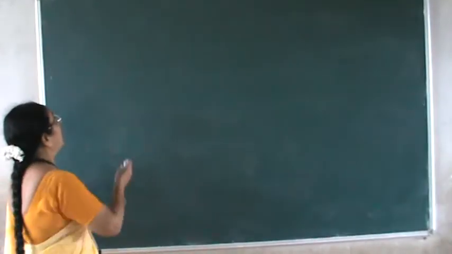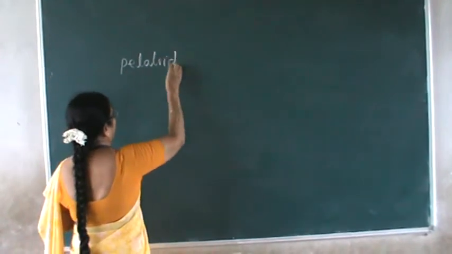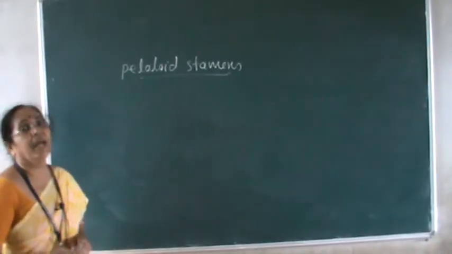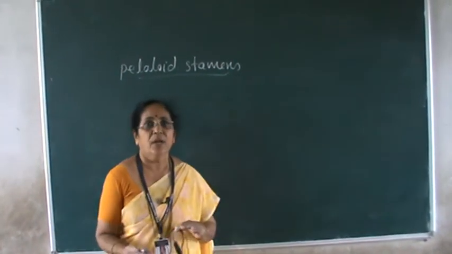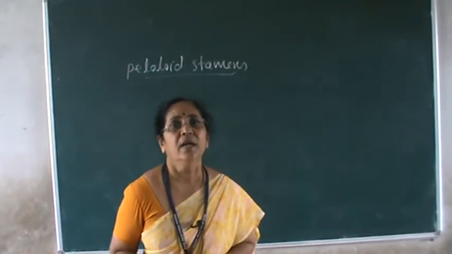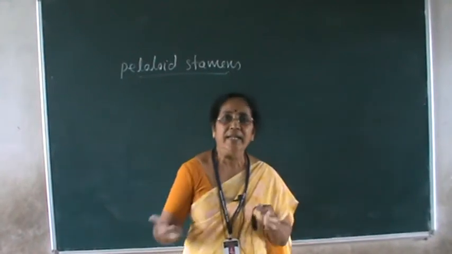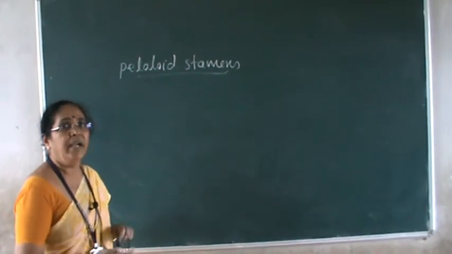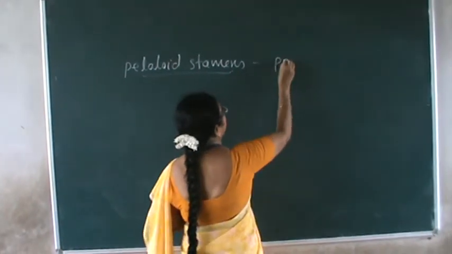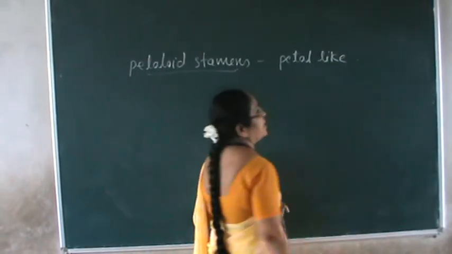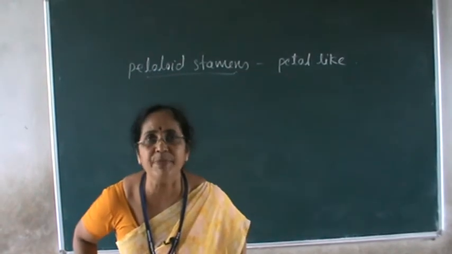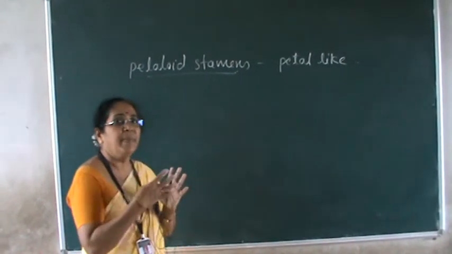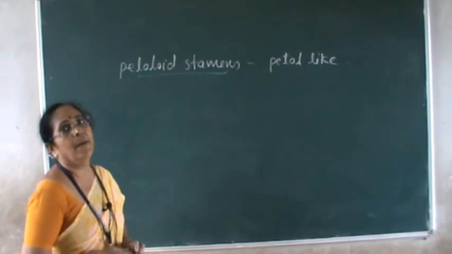In many cases, there is a kind of modification: petaloid stamens. Stamens can be described as petaloid in nature. You know the meaning of petaloid. They are petal-like. You have learned similar words: in case of calyx, if the calyx is other than green color, the normal color being green, then it is described as petaloid. Similarly, if the stamen is like the petal, then it is called petaloid stamens. Petal-like, not only with respect to its shape and size, but also with respect to its color and color combination. If there is more similarity between the petals of the flower and the stamens, then it is described as petaloid stamens.